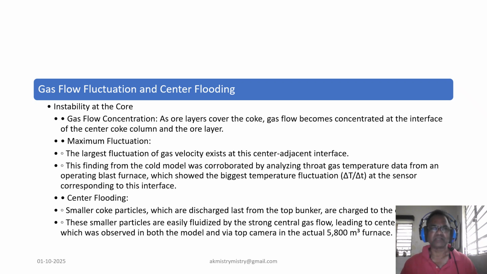This finding was directly confirmed by analyzing throat gas temperature data from the operating blast furnace, which showed the biggest temperature swing at the exact same location. Furthermore, small coke particles which are discharged last from the top bunker tend to land in the center. This strong fluctuating central gas flow can easily fluidize these small particles, leading to central flooding, a phenomenon observed in both the model and on the top camera of the actual furnace.